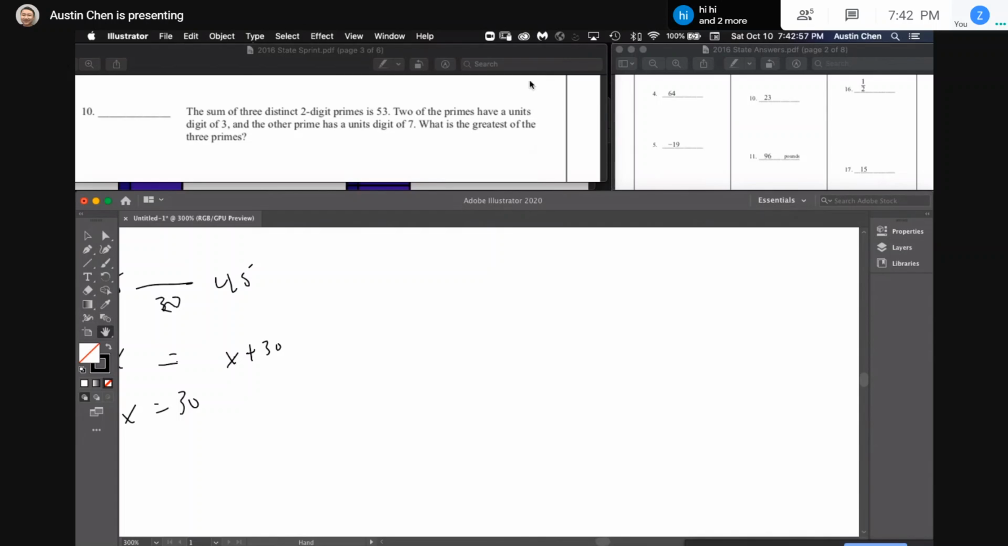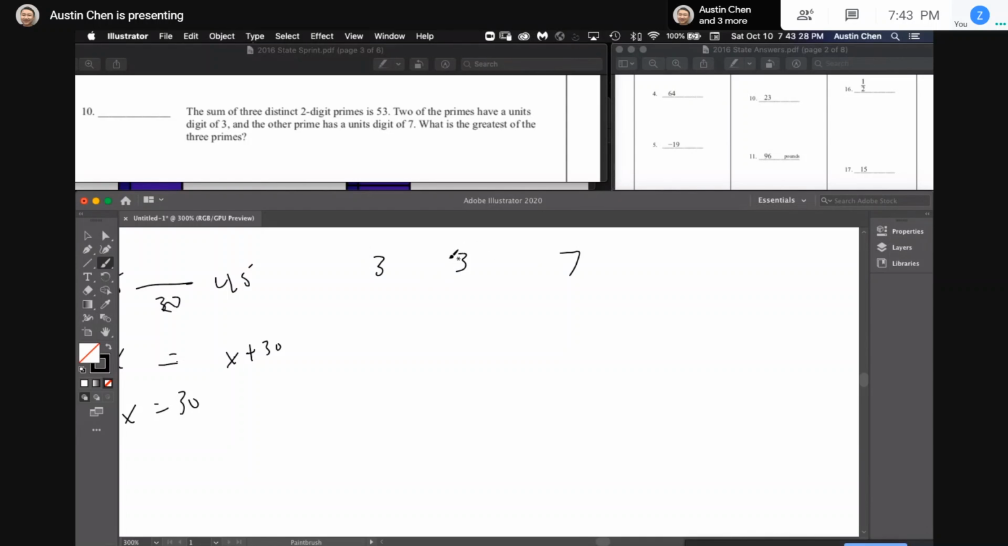Okay, so when it asks what is the greatest of the three primes, that's basically saying that we only have one solution of three primes, or all of our solutions are going to have the same greatest of the three primes, right? So basically, we just have to find one solution and then find the greatest prime of that solution, and that's going to be our answer. So we have two primes that have a units digit of 3, and then one prime that has a units digit of 7. All right.